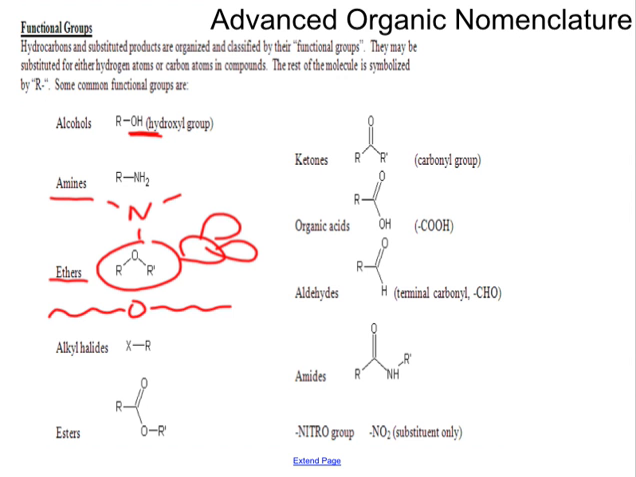Alkyl halides, we already did this. It's a carbon chain, then you have a halogen coming off of it. So you just name it like another substituent group: chloro, bromo, iodo, fluoro, whatever. Esters. Esters have a combination of something called the carbonyl group and an O within the chain. So it's a double bonded O and an O within the chain. And there's a really easy way I'll show you how to name esters.